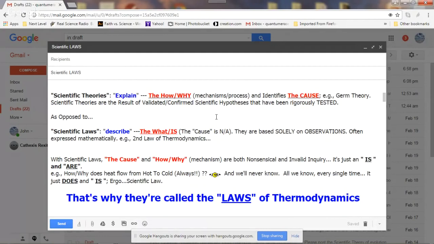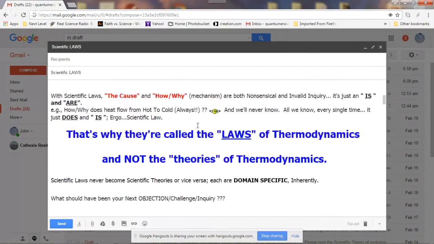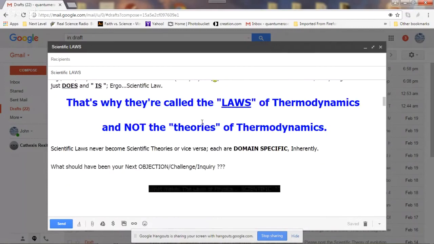For example, why does heat flow from hot to cold always? Well, we don't know, and we'll never know. All we know is every single time, it just does and is. Ergo, scientific law. That's why they're called the laws of thermodynamics and not the theories of thermodynamics. Scientific laws never become scientific theories or vice versa. Each are domain specific inherently.